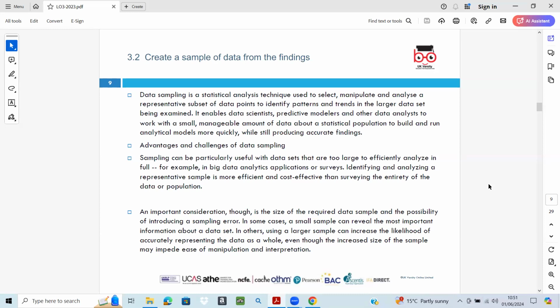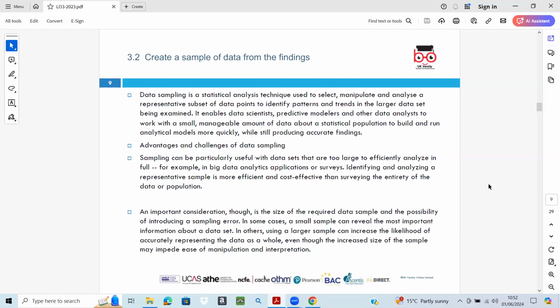Now we have to discuss about the few challenges. So if we say about the challenges of data sampling, then we have sampling error, and there is always a risk of sampling error where the sample does not accurately represent the whole population. This can lead to a biased result and incorrect conclusion.